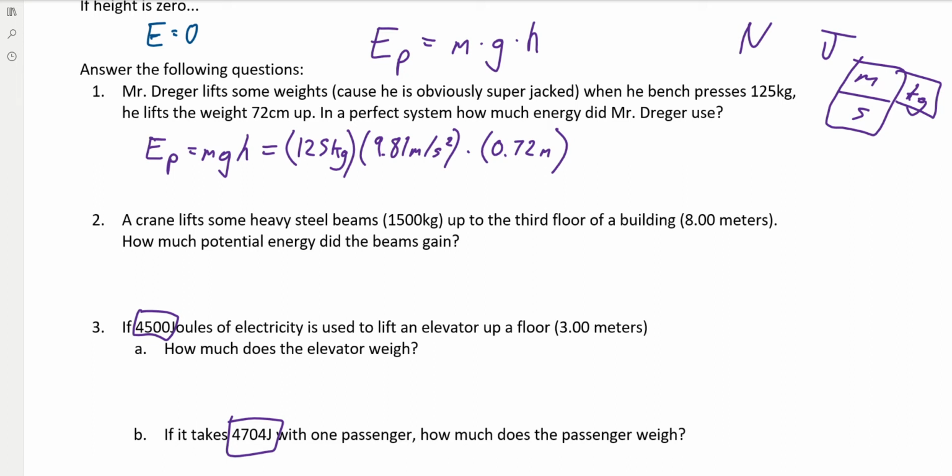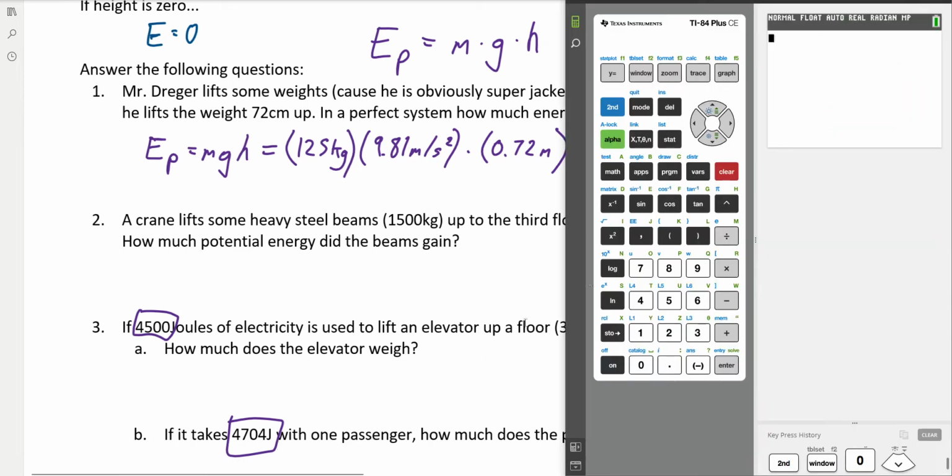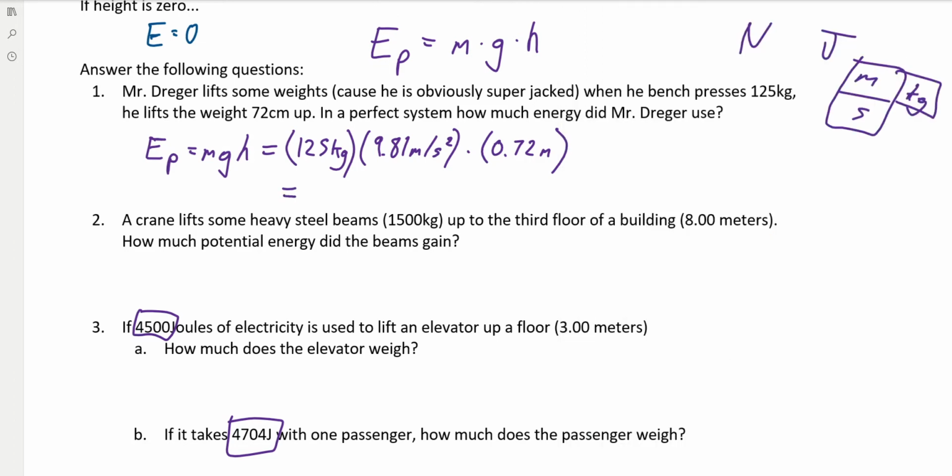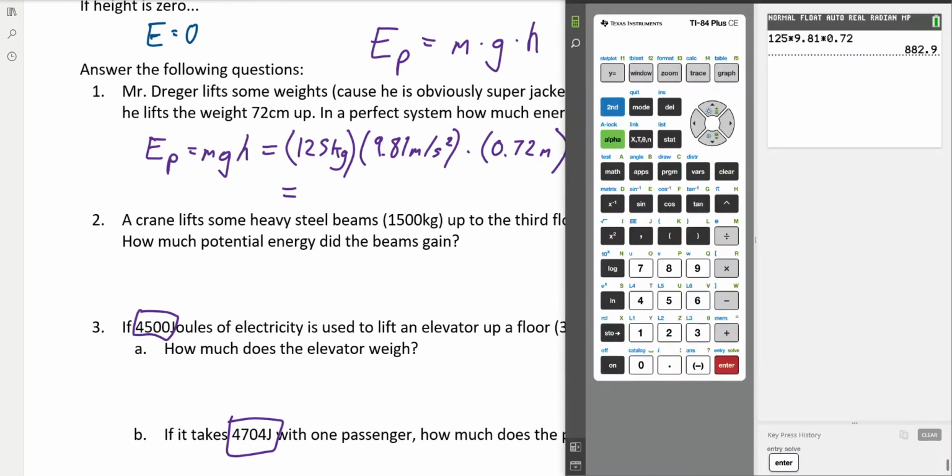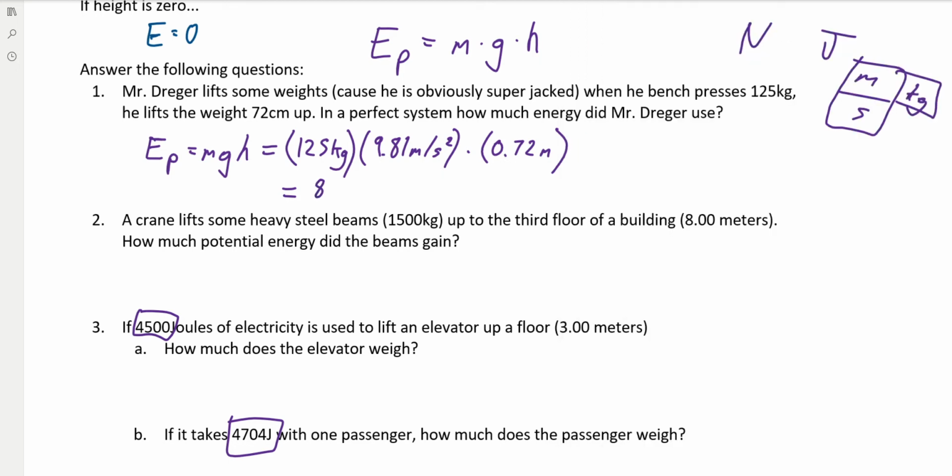I'm just going to plug it in my computer calculator here. So 125 times 9.81 times 0.72. Enter. So that tells us that the answer is 882.9. And that would be joules.